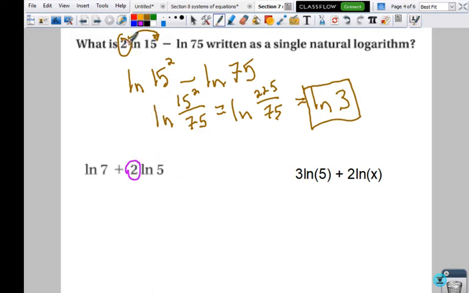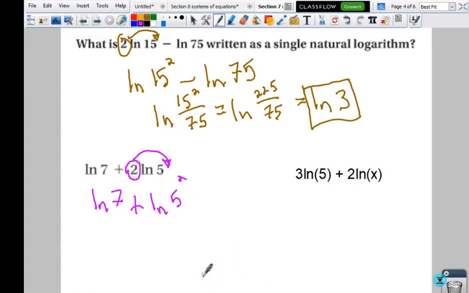What do we do with this 2 in front of the natural log of 5? We bring it up as the exponent, right? I'm going to bring it up like the exponent right there. So I'm going to go natural log of 7 plus natural log of 5 squared.